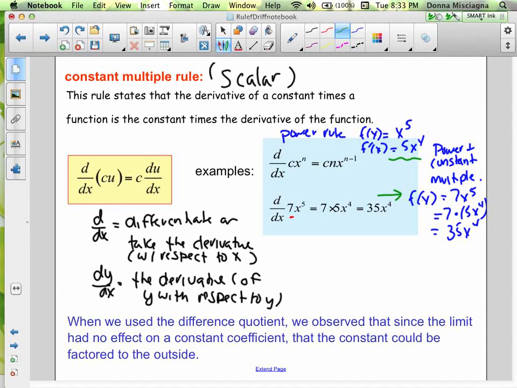I think I have it all done on the next page. So just a little vocabulary there for you. d/dx means to differentiate or take the derivative with respect to x. dy/dx is the derivative of y with respect to x. So d/dx is a verb, dy/dx is a noun. All right, so let's look at that, prove that scalar, and then we'll do some more with the scalar.